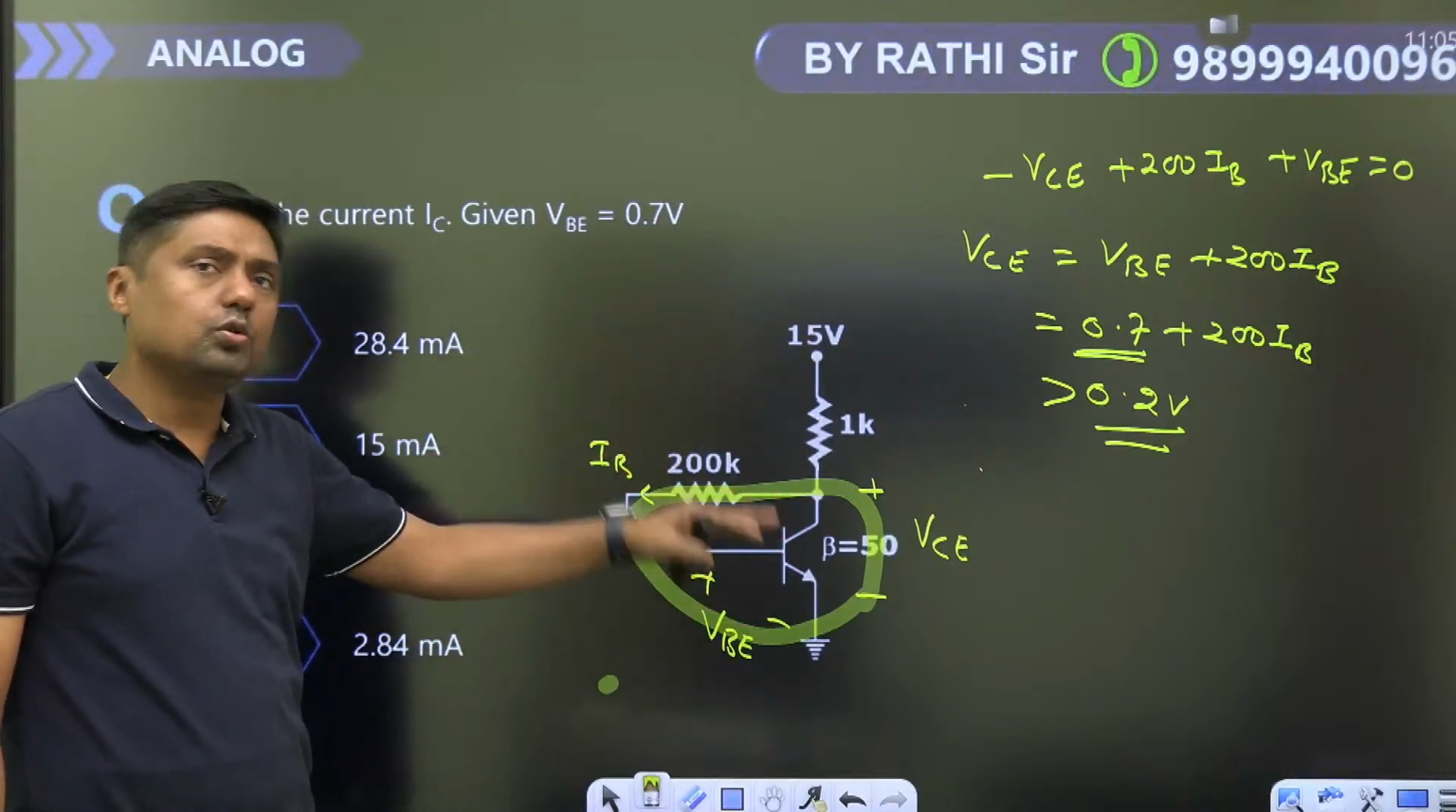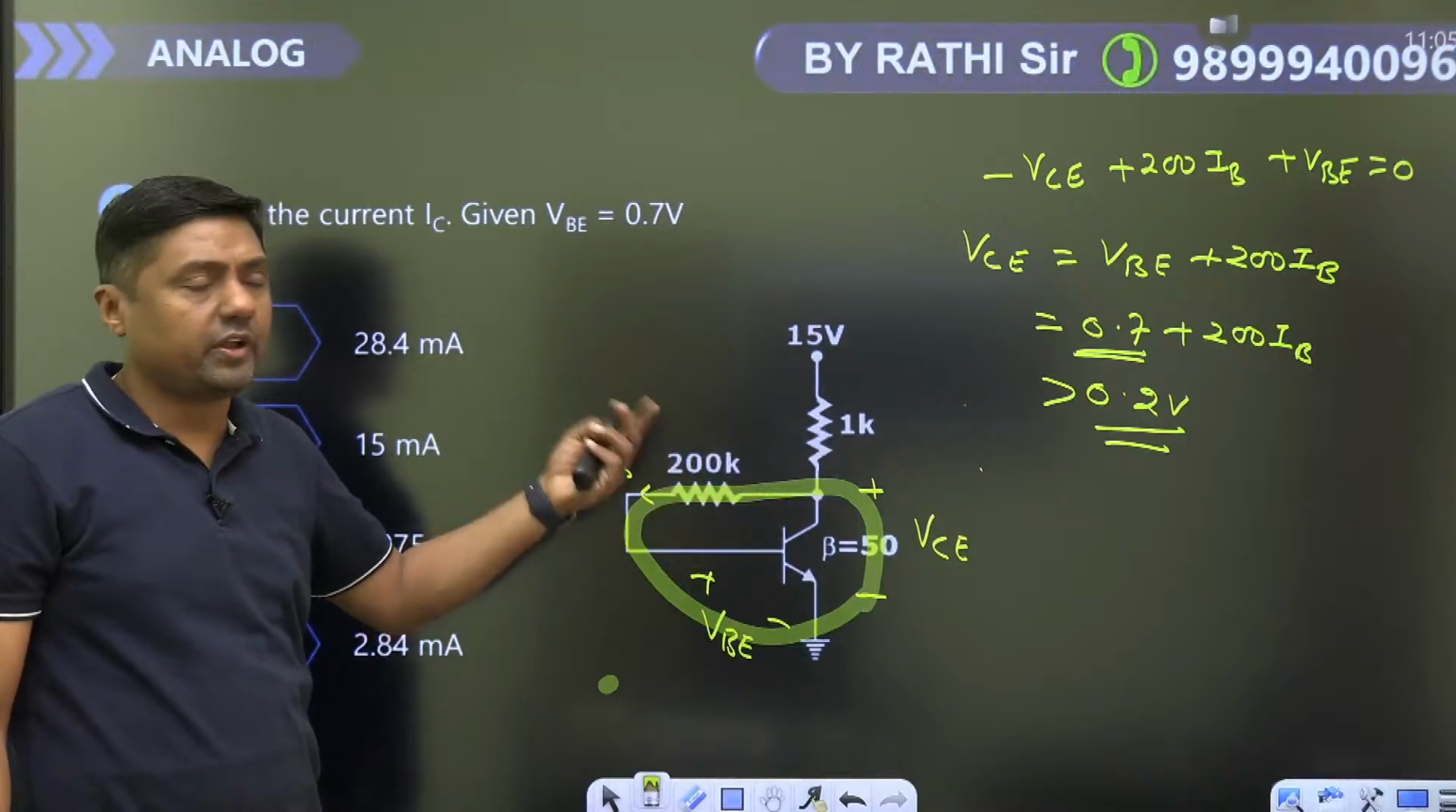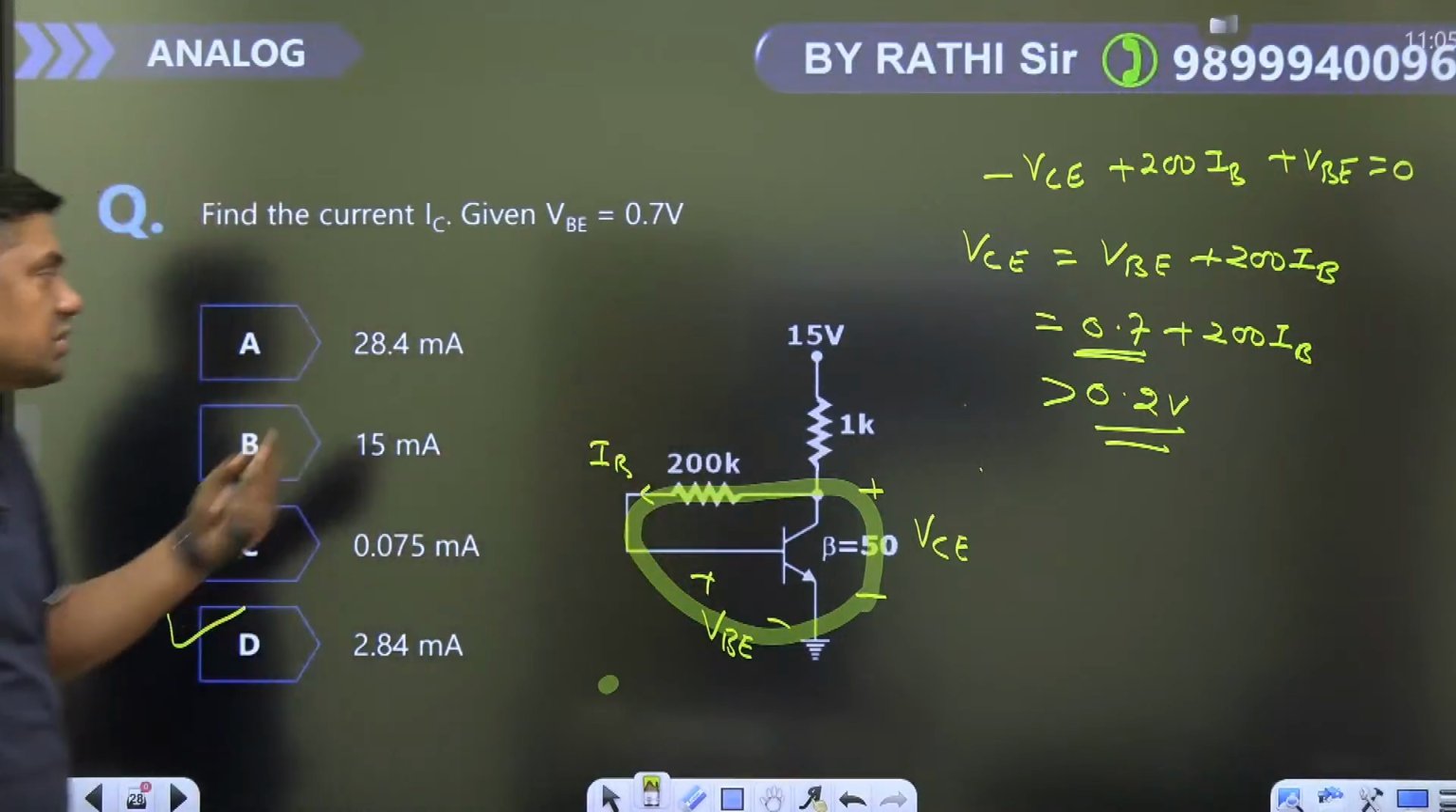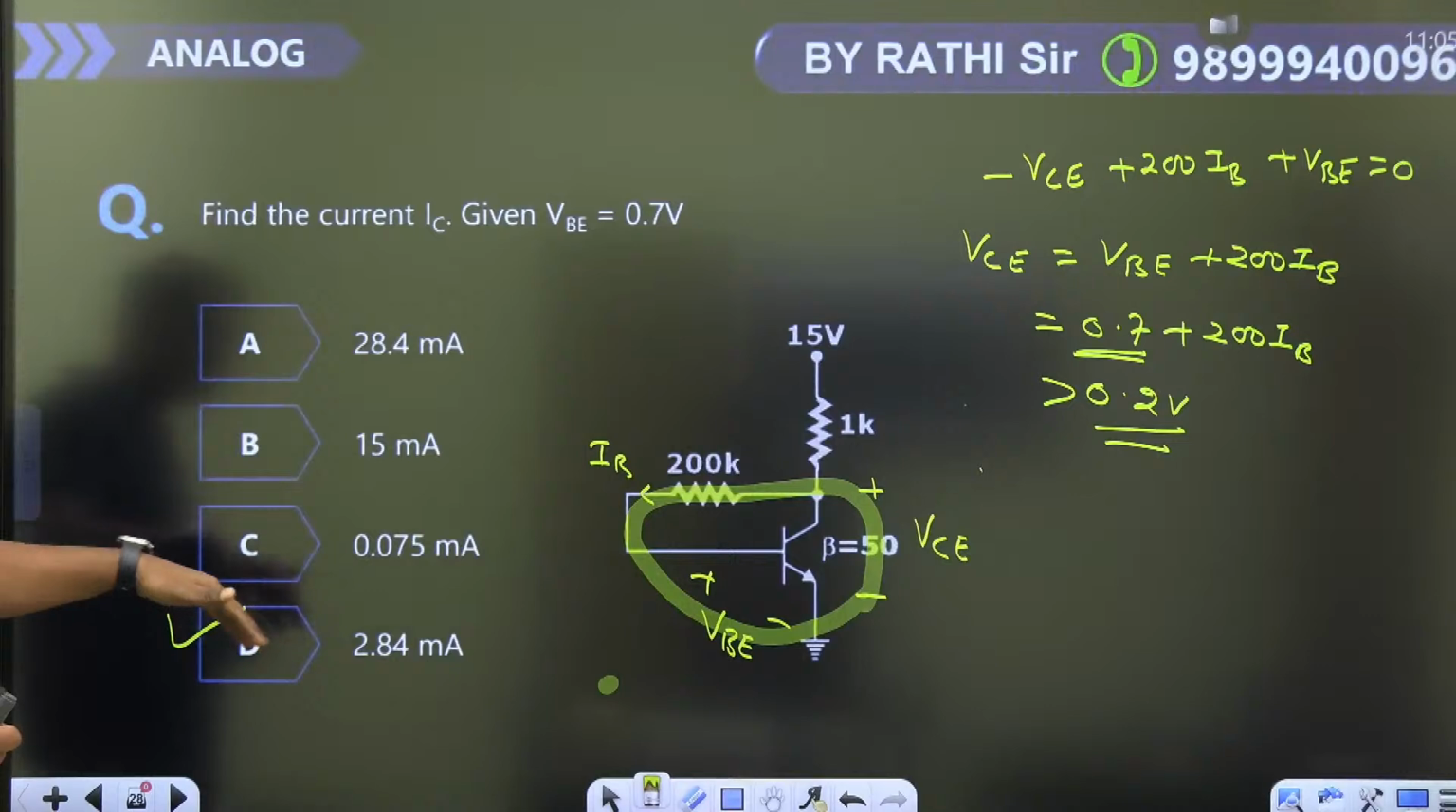That's why no need to find the value of VC just to verify whether it is in active region or saturation region. Directly you can say it is in active region. So the answer for this question is 2.84.